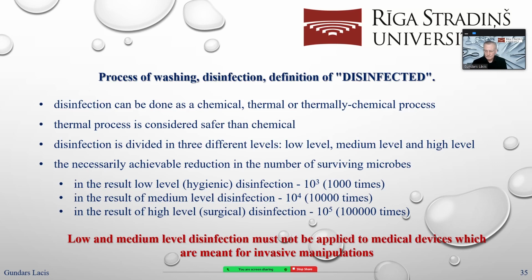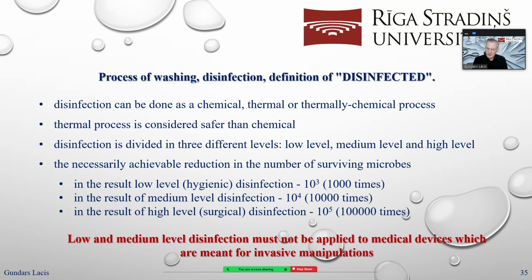Swabbing. For flat surfaces, more or less, it's okay. But try to swab, for example, forceps or a needle holder. It's just a placebo. We think we reached all surfaces, but actually no. That's why thermal disinfection is more safe than chemical disinfection. And disinfection as a process is divided into three different levels: low level, medium level, and high level disinfection.